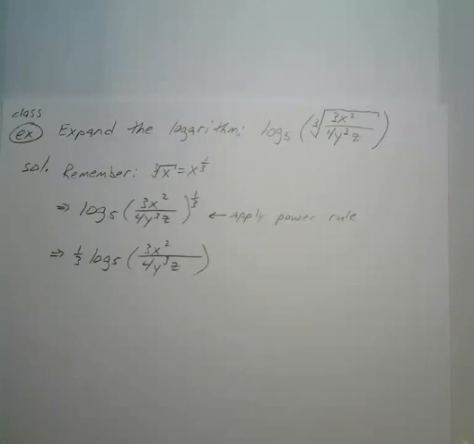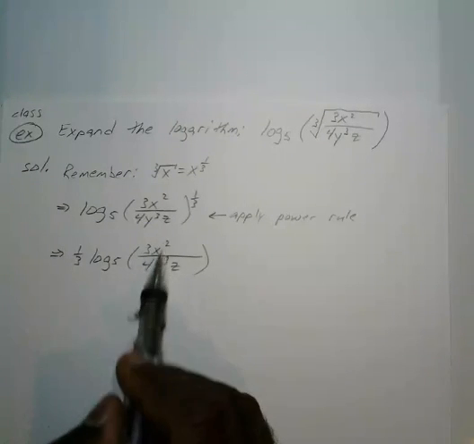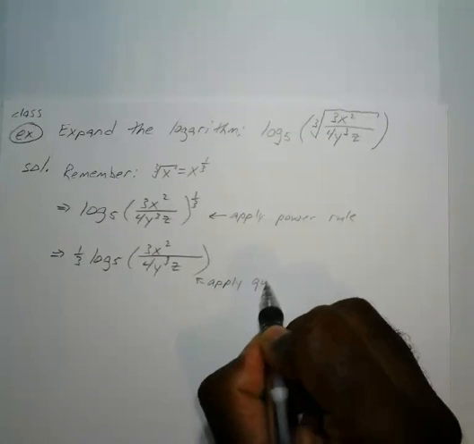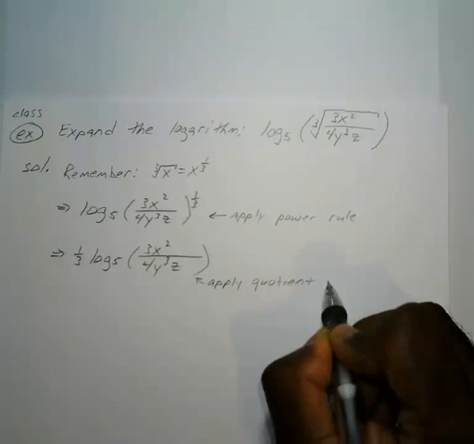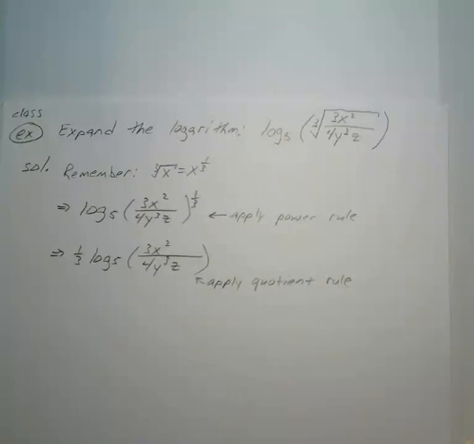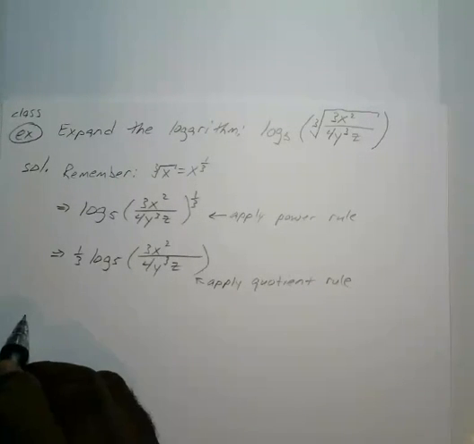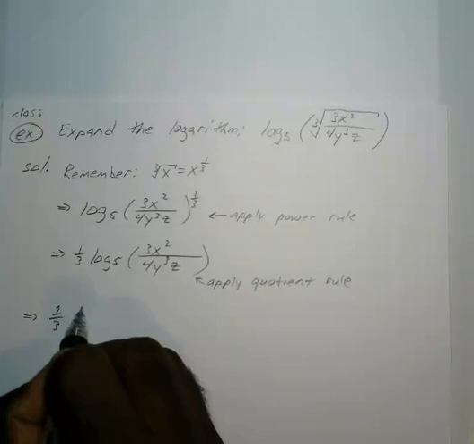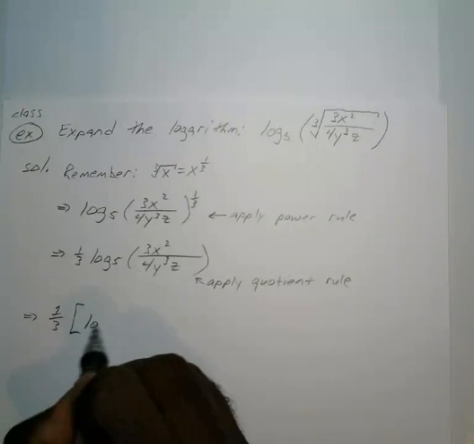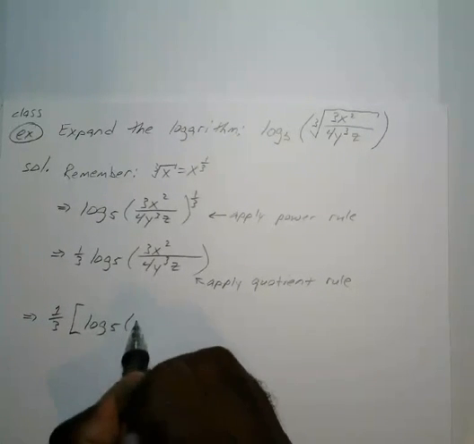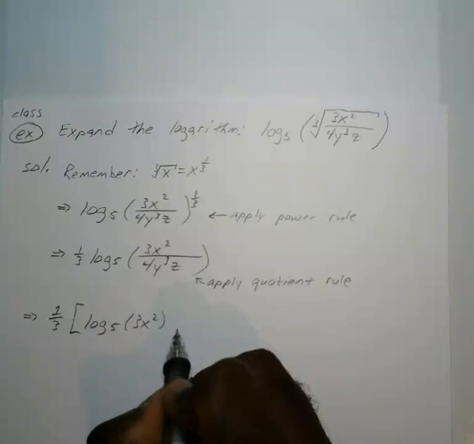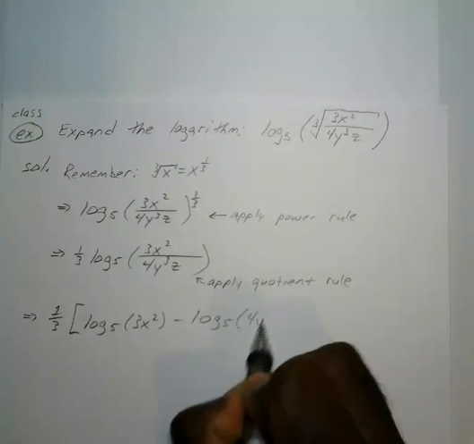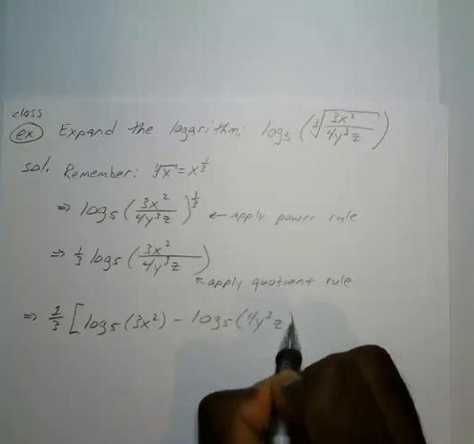Alright. So we see here we have division, so we go ahead and apply the quotient rule of logarithms. So we have our 1/3 times log base 5 of 3x squared minus log base 5 of 4y to the third power times z.